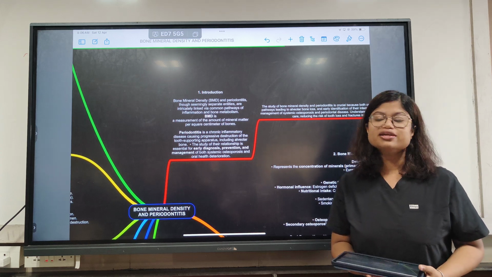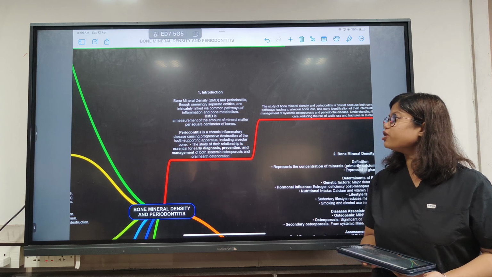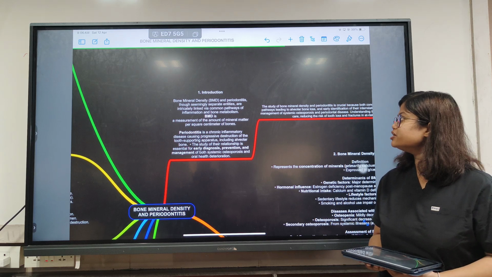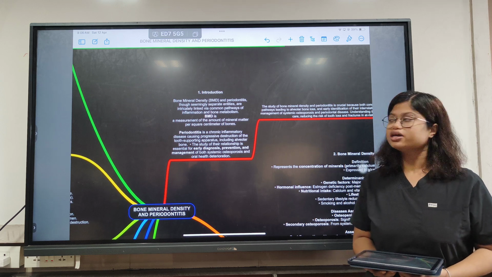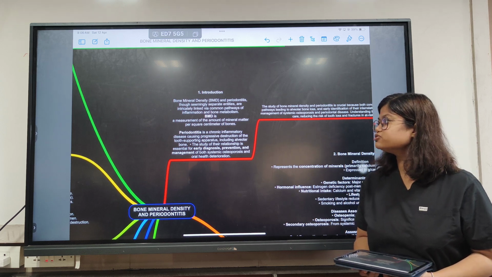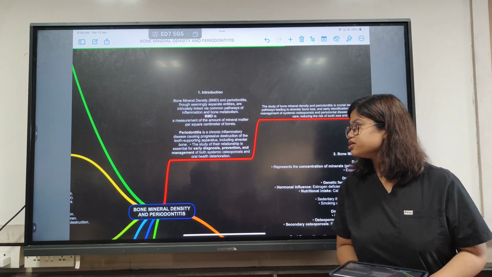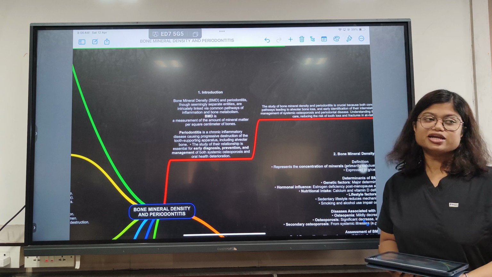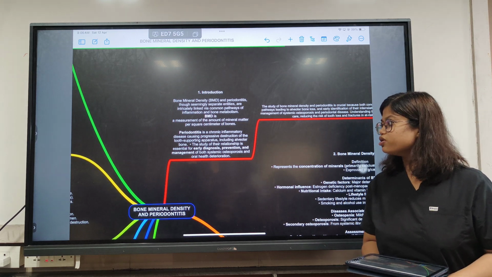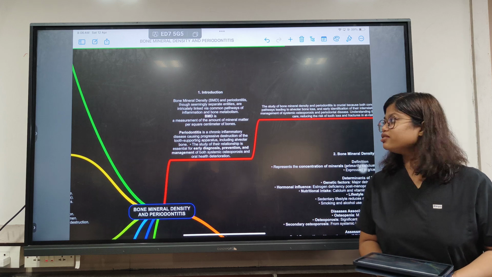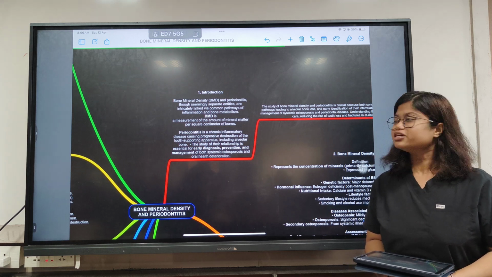Coming to bone mineral density, the definition of it: bone mineral density is a measurement of the amount of mineral matter per square centimeter of bones. Periodontitis is a chronic inflammatory disease causing progressive destruction of the tooth supporting apparatus, including the alveolar bone. Their study is essential for the early diagnosis, treatment planning, and prevention of both systemic osteoporosis and oral health deterioration, which will happen when there is systemic BMD decrease and periodontitis in a person.